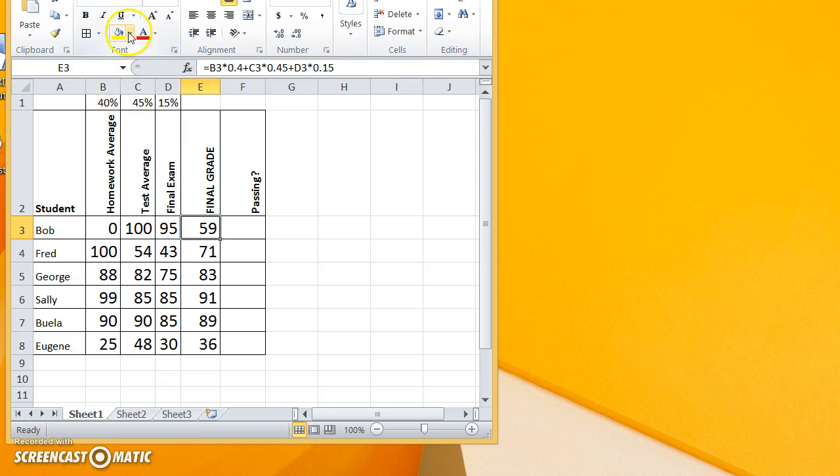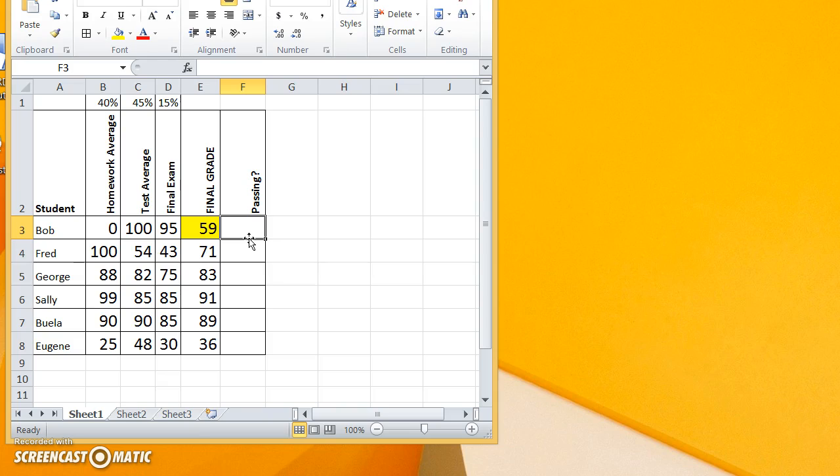So make sure you understand what I'm talking about. I'm talking about this cell right here. This cell is what's important to my decision, and his name is E3. So here it comes. Put your cursor where you want this to show up, and right here I want it to say either the word pass or the word fail. One or the other.